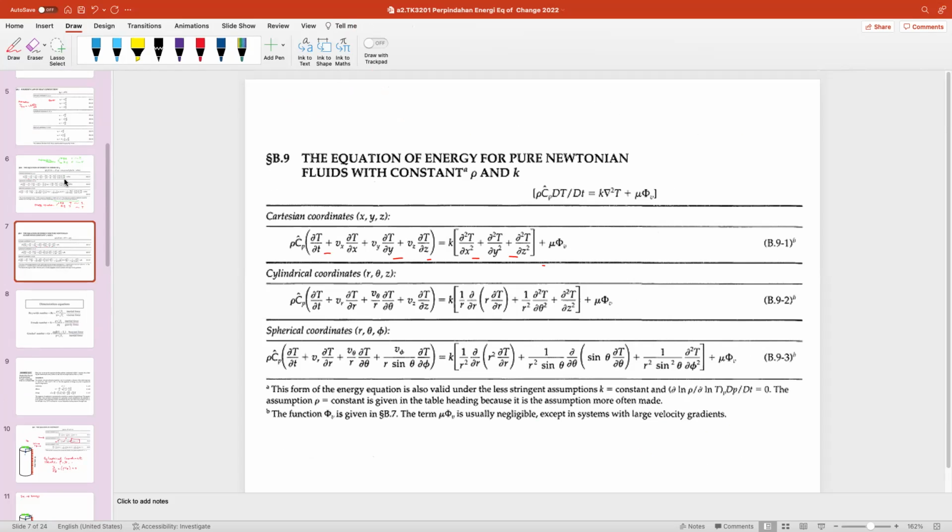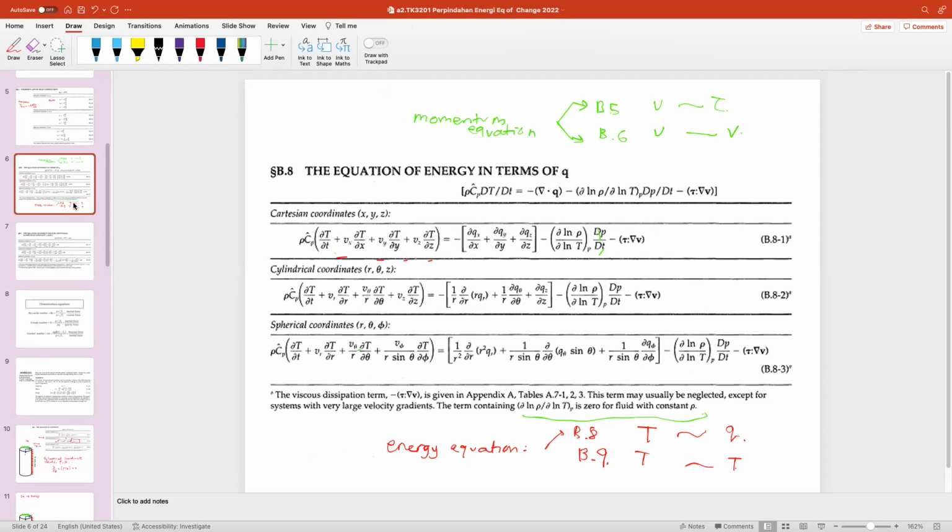Which part do you think we can use? This one or that one? B8 or B9? We're given Q, right? So I think B8. Yeah. Okay. Anyone would like to have more information or different ideas? Do you agree using B8? I think I also agree.